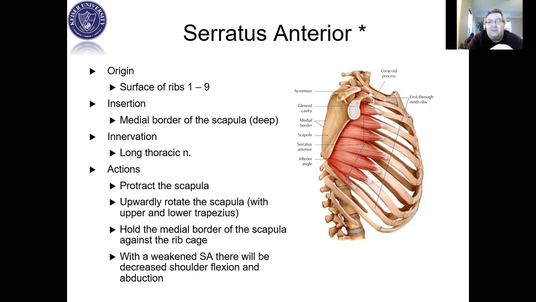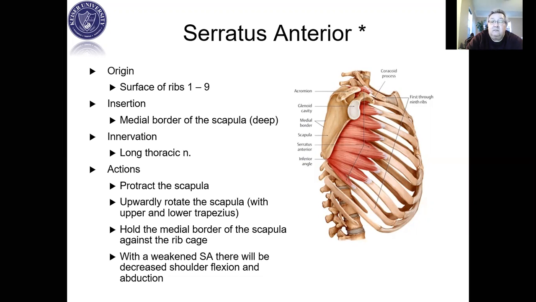A lot of people forget about this muscle, but the national exam truly loves it. They really do like this muscle because they know that a lot of people forget about it, right? So a lot of high-end questions on the national exam use the serratus anterior. So please know this muscle. Origin, first 9 ribs. It inserts into the medial border of the scapula.